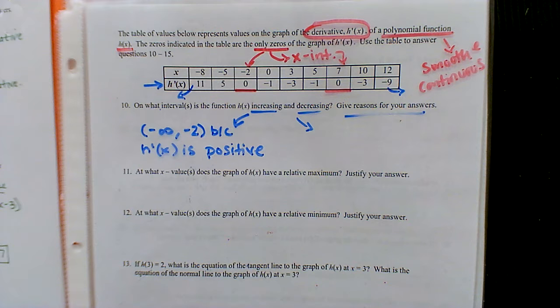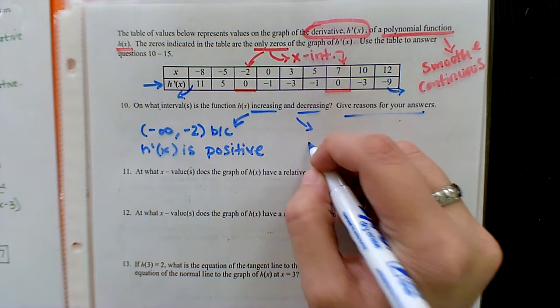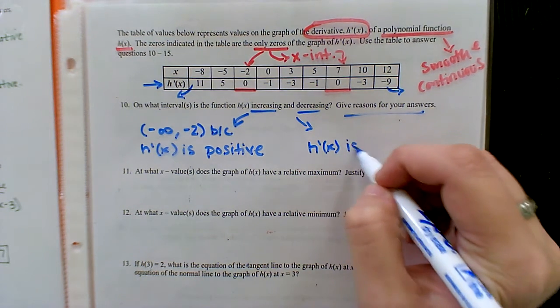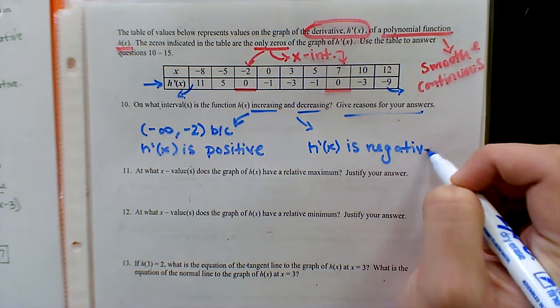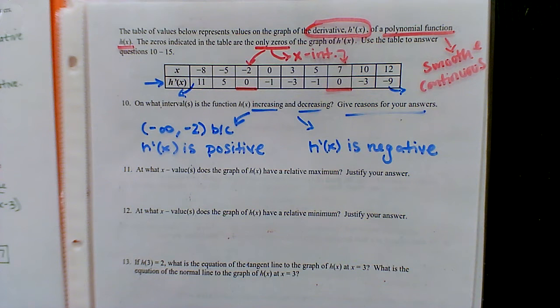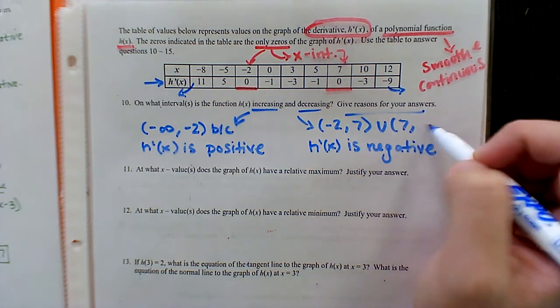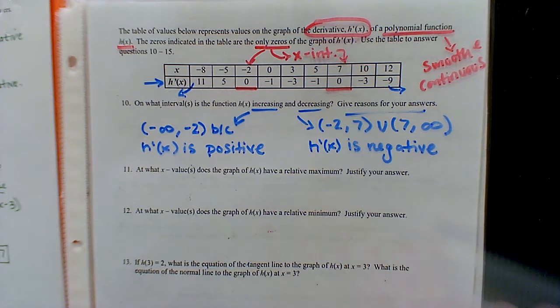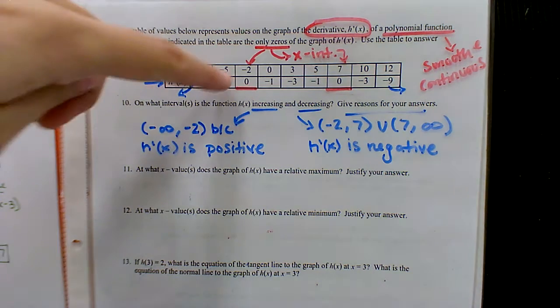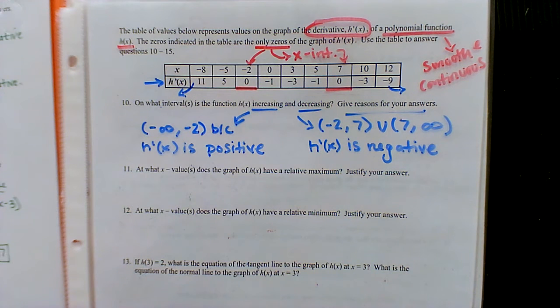Based off that table, can we perhaps find an interval, maybe 2? Maybe we can tackle the justification first. If we're looking for decreasing, we want the slope to be negative. So can we pinpoint those intervals? Good, Braden? -2 to 7, and 7 to infinity. Notice how I'm using parentheses on -2 and 7. We cannot include those values because those values are 0. Clearly 0 is not negative. So you have to use a parenthesis instead of a bracket.